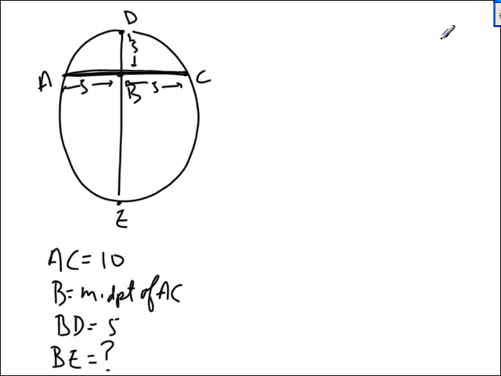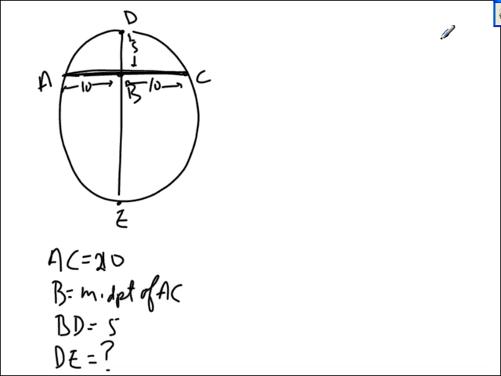But let me just make AC 20, and B cuts it in half, 10 and 10. And maybe I even ask you to find how long is DE. That's a better one. Okay.